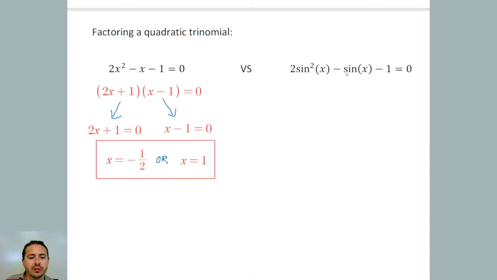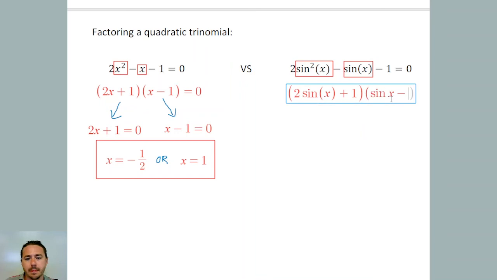Over here, we would do it kind of the same way. Notice when you're solving this, you're going to treat this trig function like it was its own variable. You see how these are similar? So we're going to solve it similarly. We're still going to factor like we would normally factor. It's just instead of having x, we're going to have sine of x. So here we would have 2 sine of x plus 1 times sine of x minus 1.